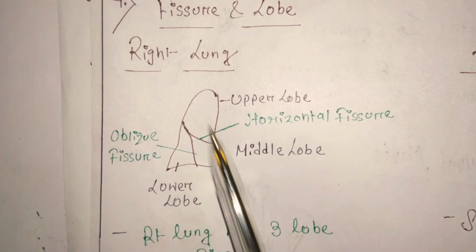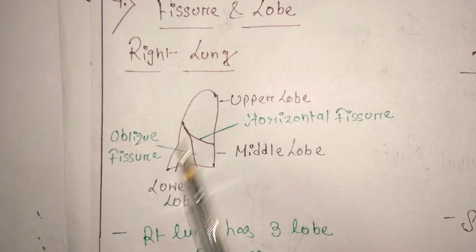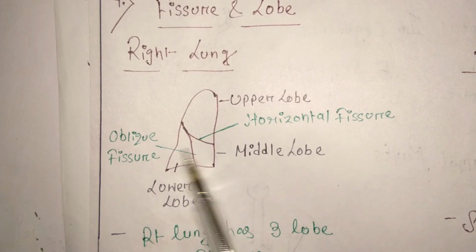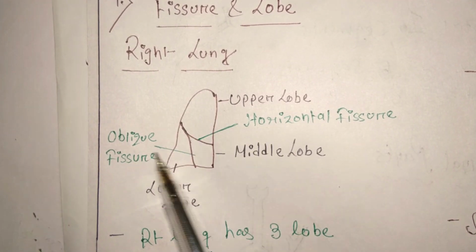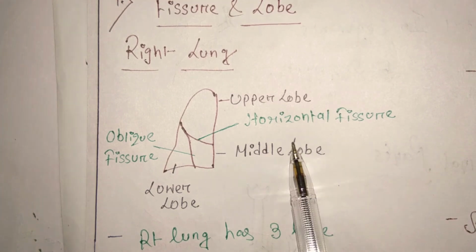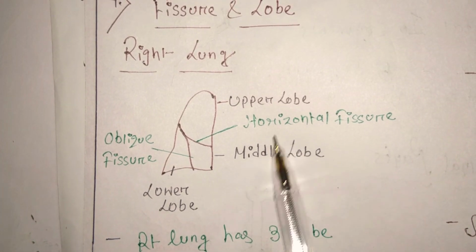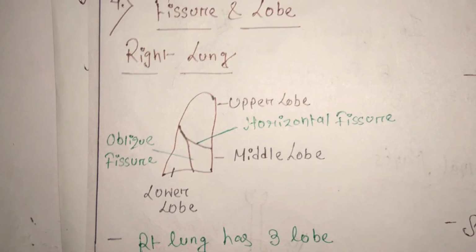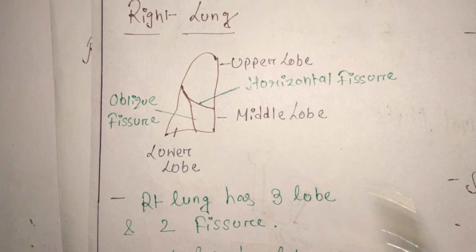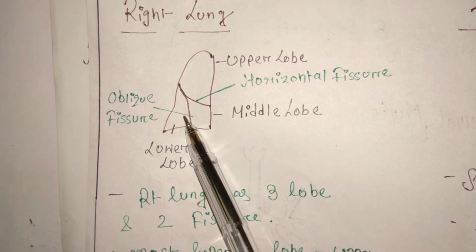Upper lobe, middle lobe and lower lobe: upper, middle and lower in the right lung, right? And the right lung is a bit larger than the left lung. Why? Because on the left side we have our heart also. So the right lung has 3 lobes, and the 3 lobes are separated by 2 fissures.